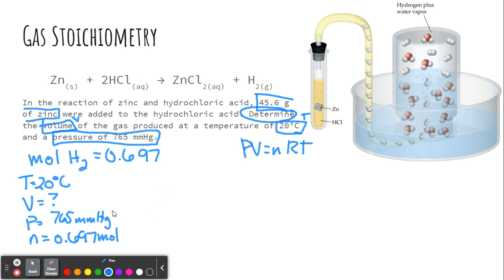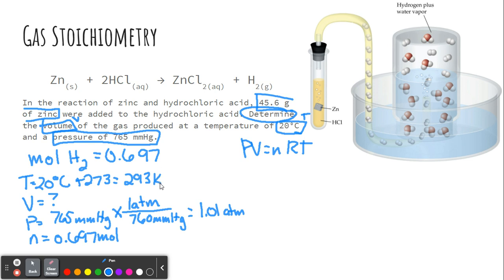So I'm going to convert my pressure to atmospheres because remember that we need to use that for the conversion or the R value. Our conversion factor is 1 atmosphere equals 760 millimeters of mercury. That gives me 1.01, so almost 1. I have to add 273 to get to Kelvin, so it gives me 293 for my temperature.